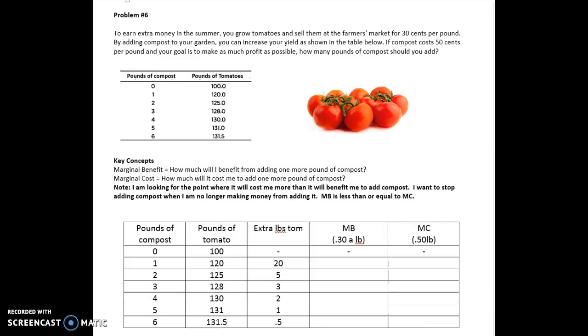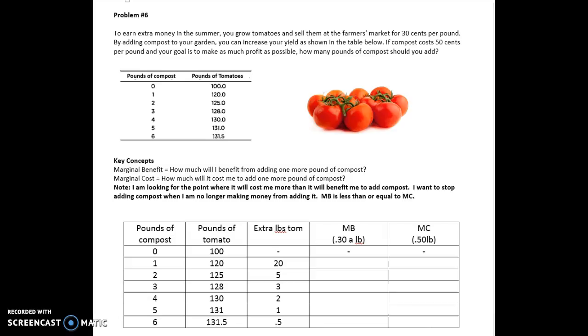So some of the key concepts surrounding this problem are the concepts of marginal benefit and marginal cost. How much will I benefit from adding 1 more pound of compost? Because you can see that the more compost that you add, the less yield that you get per pound of compost. You do not just constantly get this infinite yield. There is a limit to how much yield you have as you add more pounds of compost. For instance, if you add that first pound of compost, you're getting 20 more pounds of tomato. But if you add a second pound of compost, you only get 5 more pounds of tomatoes. So there is a decreasing benefit as you add pounds of compost. So I'm wanting to see when I should stop adding compost, when it will no longer be profitable for me to add compost. So that's marginal benefit.